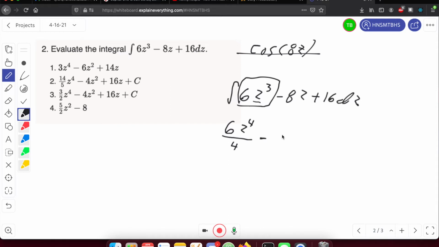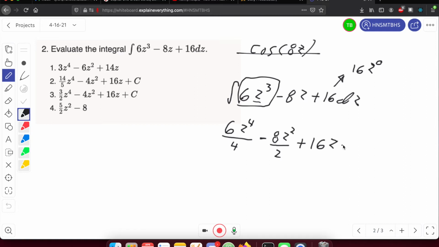We have 8z, so this would be 8z squared, because this is a 1 term above it, divided by the new power of 2. And then for 16, we just need to remember that this is equivalent to writing 16z to the 0 power. So all we need to do is raise that power by 1, so plus 16z. And if we wanted to, we could divide this by 1, but since anything divided by 1 is simply itself, we don't need to worry about that.